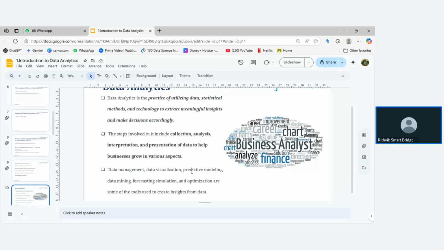Predictive models. What is a predictive model? Based on the past data, it is going to understand the patterns and it is going to predict. Data mining, you are going to extract the data from the website or anywhere, and also collect data from other sources. Data scraping, data mining, everything is okay.